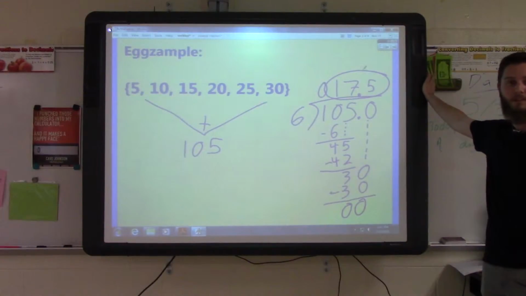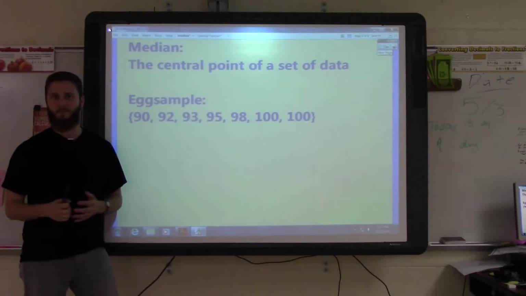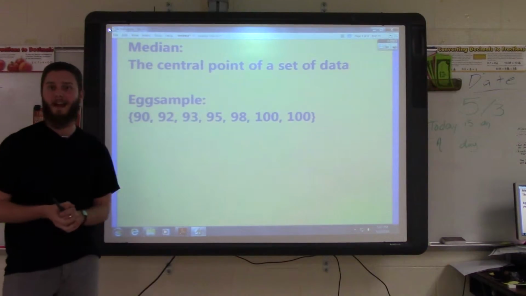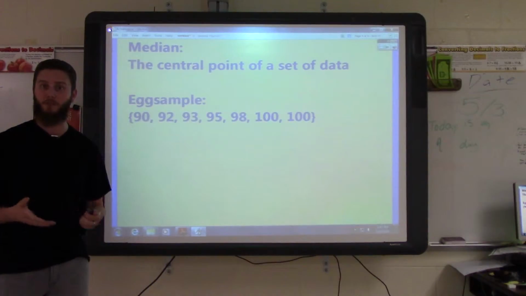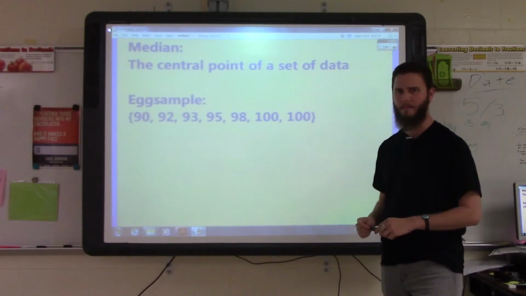or 17 1/2. Let's take a look at the next part, the median of a set of data. The median is technically another way of finding the average. The average is just finding some midpoint of a set of information or data. There's a couple different ways you can get to that centerpiece of data, by the way.